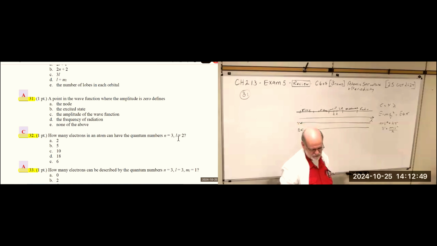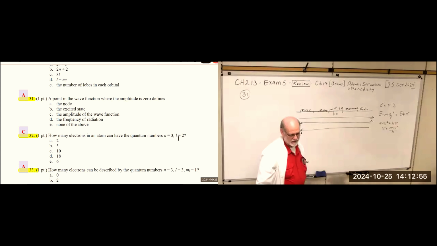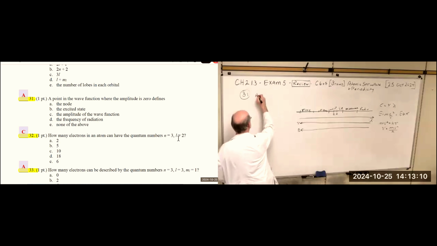A point in the wave function where the amplitude is 0 defines, all right, this is just memorized. That point where you have amplitude of 0, which means you're not going to find an electron there. That's a node. That's A. By definition.